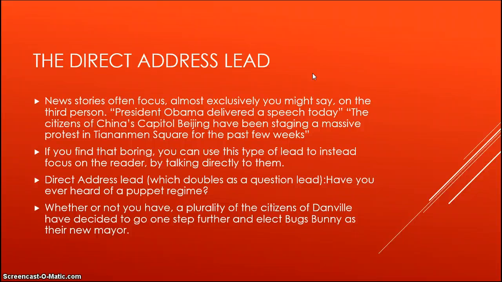So yeah, those are the 6 types of special leads that are used in feature stories.